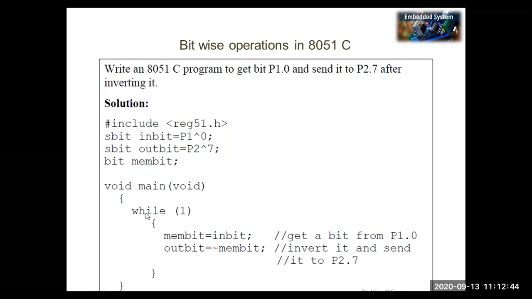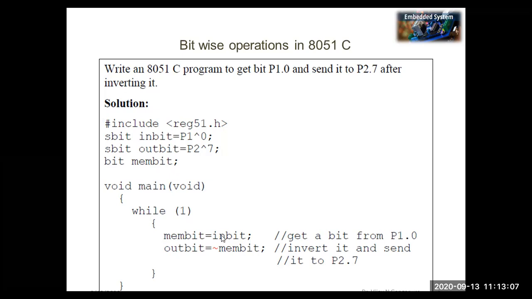Okay, and in this main function there is an infinite while loop. While 1 means infinite loop, which means whatever statements are in this loop will be executed continuously. So what are the statements in this loop? Mem bit is equal to in bit. Mem bit is one variable which can store 1 bit of data.